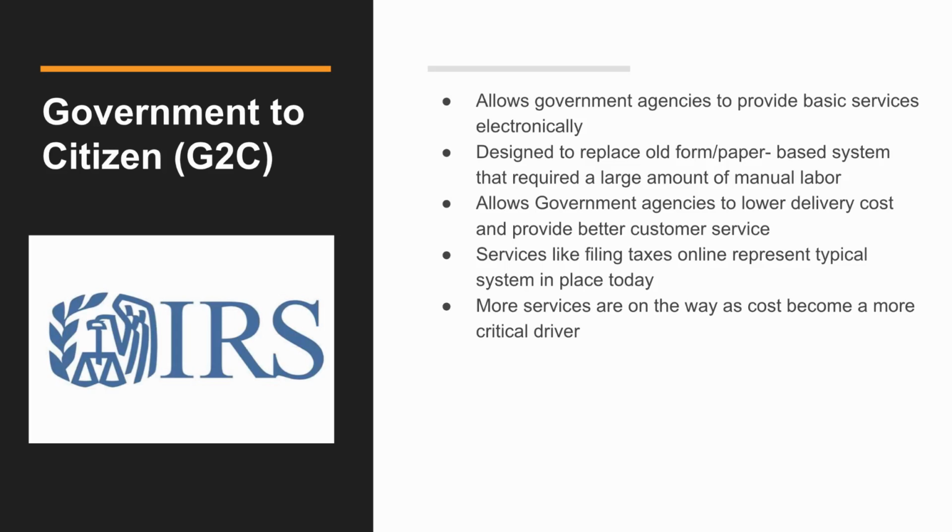More services are on the way as cost becomes a more critical driver. Government agencies are being tasked, just like any other business, to do more with less, and they need to become more efficient. So that's government to citizen, or G2C e-commerce. And so now we've looked through all the major e-commerce models. Let's go ahead and look at a summary of what we've talked about.